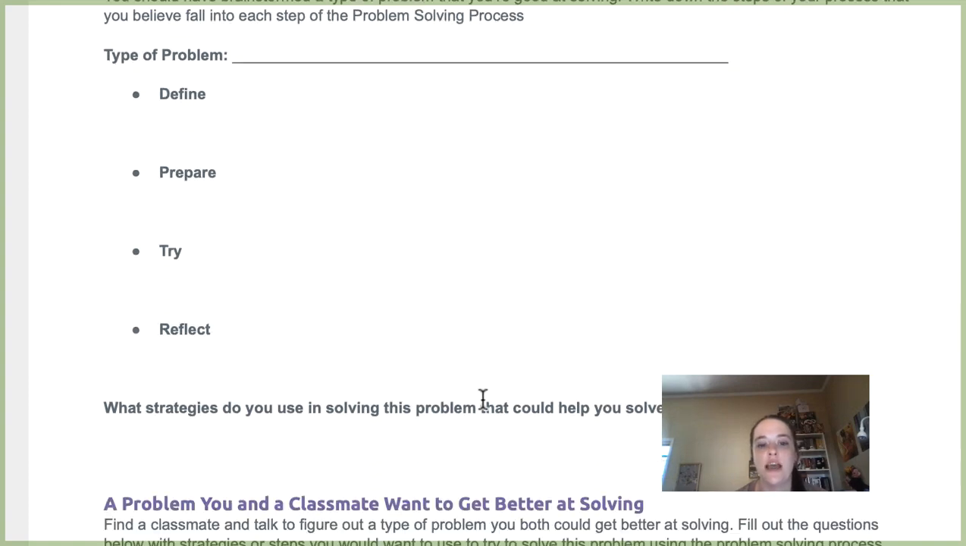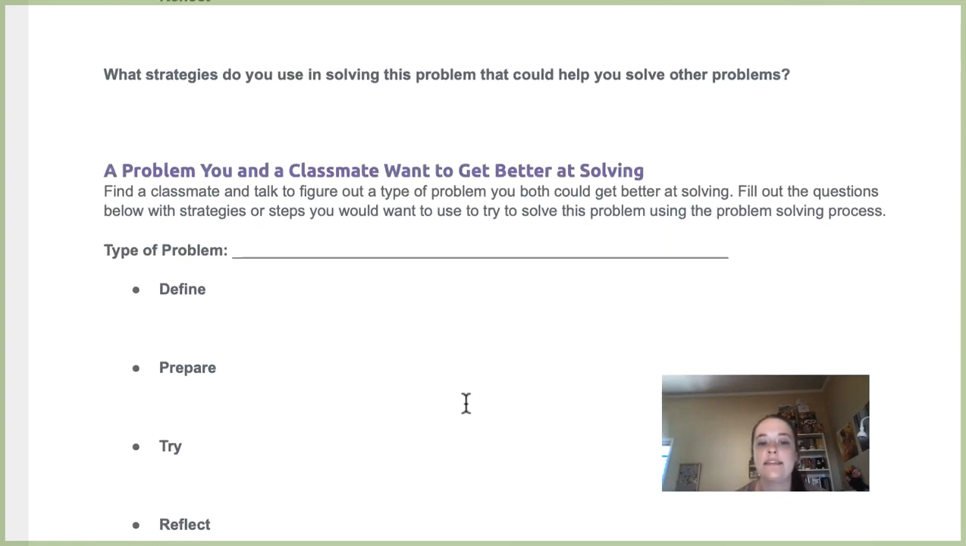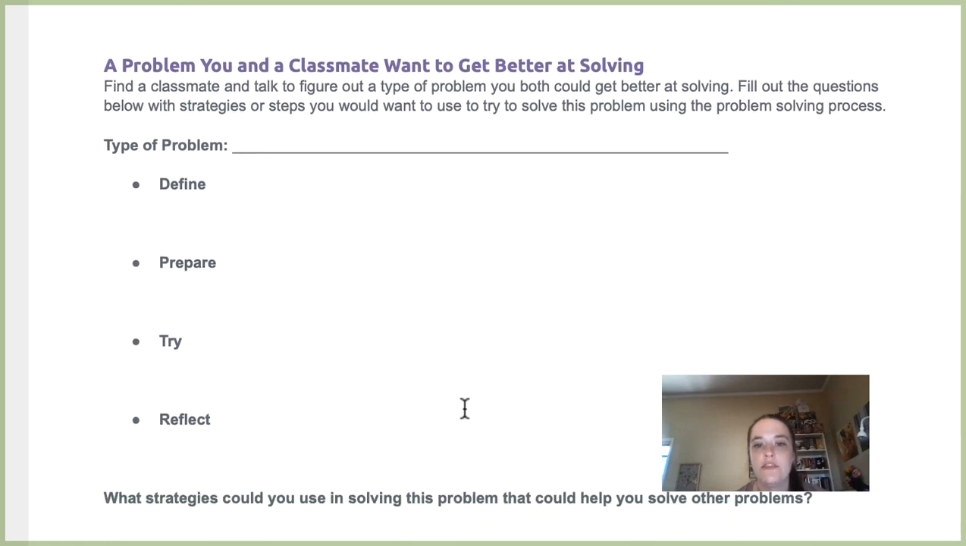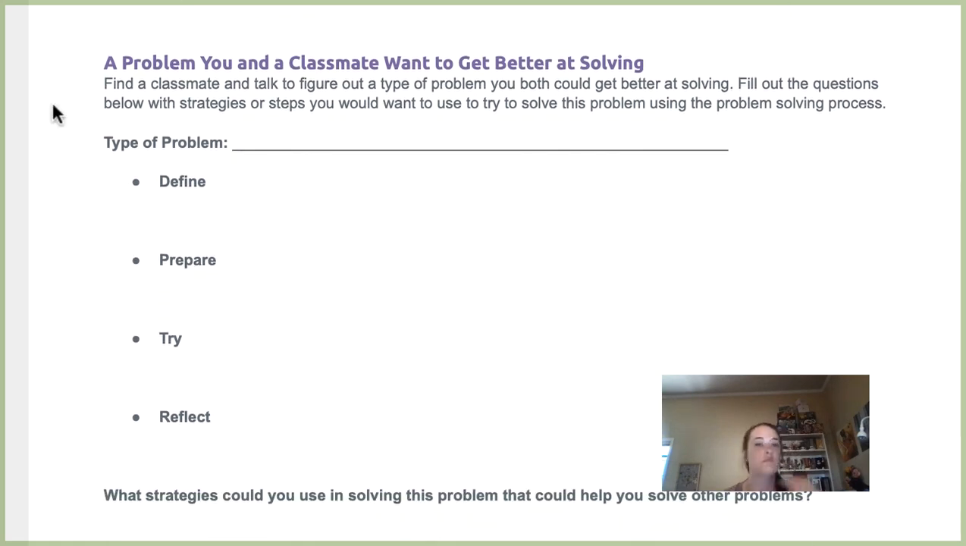What I want you to do now is find a partner. This person can be someone sitting beside you. It can be a brother, a sister, an aunt, an uncle, a cousin, a mom, a dad, a grandparent. It really doesn't matter. It just needs to be another person that you can talk to, okay? If you were in the classroom, it would be your neighbor or somebody that I group you with. So you just want to find somebody that you can work with, okay?